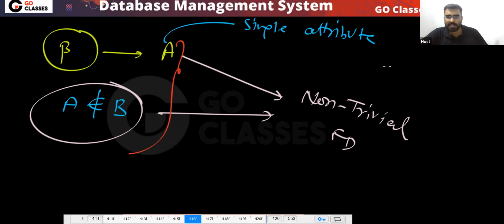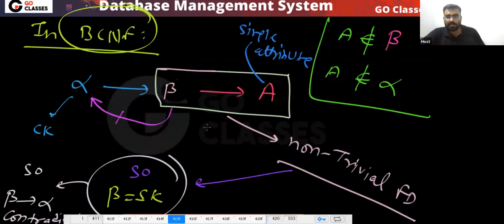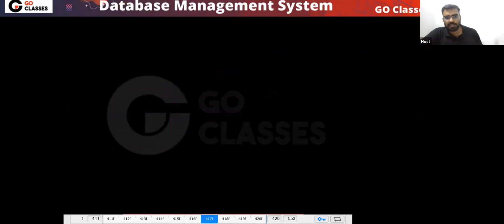But the relation is in BCNF. This is the contradiction, Nikhil. If this is non-trivial, then beta must be a super key. If beta is a super key, then beta determines alpha. So we got a contradiction.